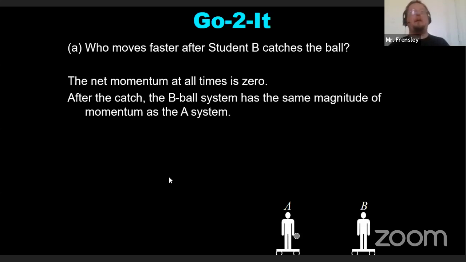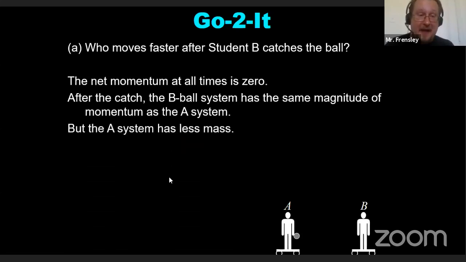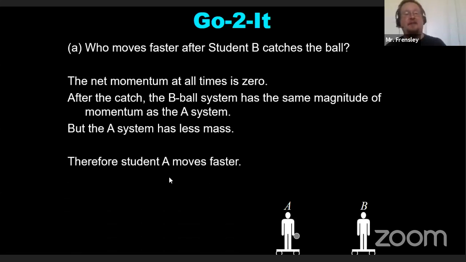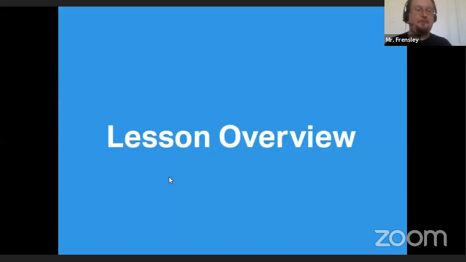So A has left momentum, B and the ball have the same right momentum. But here's the kicker: B and the ball have a greater total mass. A has less mass than B and the ball. So with the same momentum, A has less mass, so A moves faster.